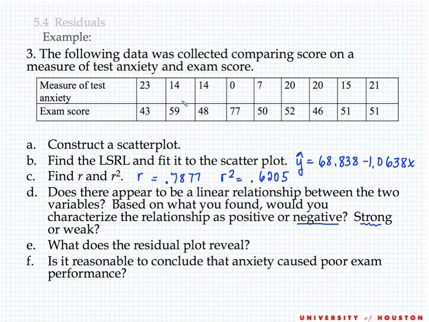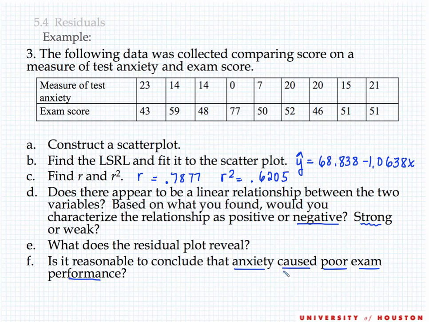Okay, so what does the residual plot reveal? It reveals that we're probably okay with saying this is a somewhat strong linear relationship, but we might want to investigate further by taking out our outliers. Last, is it reasonable to conclude that anxiety caused poor exam score?